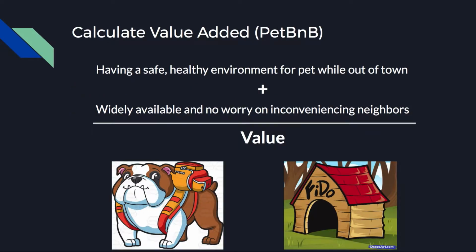In the case of Pet B&B, some utility may be having a safe, healthy environment for a pet while out of town, and the warranty might be having wide availability of the service without feeling like you need to inconvenience your neighbors. And this is what provides value to the customers for using Pet B&B.